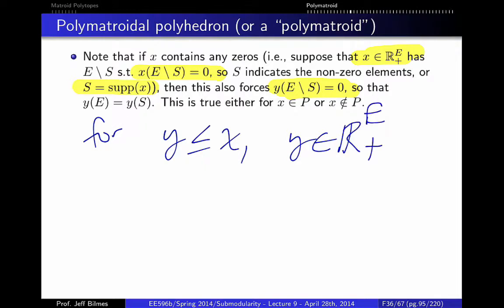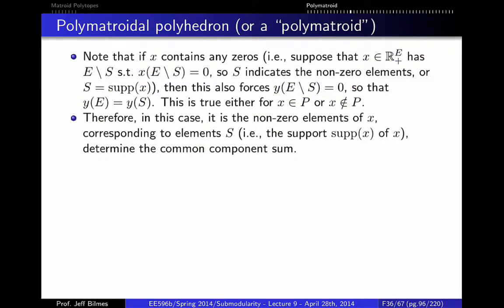Okay, so basically the zeros of x are going to force zeros of y. And so therefore, the only thing that matters when we're summing things up, if we're constructing this component sum, if y was, say, a p basis of x, the component sum would only really mean that we need the component sum of y on the support of x, namely y of S. Okay? So it's really the non-zero elements of x corresponding to the elements of S, the support, that determine the component sum, since the zero elements don't add anything to the component sum.